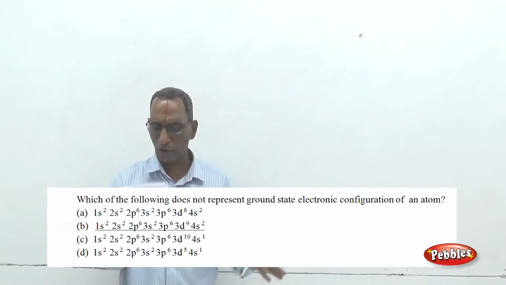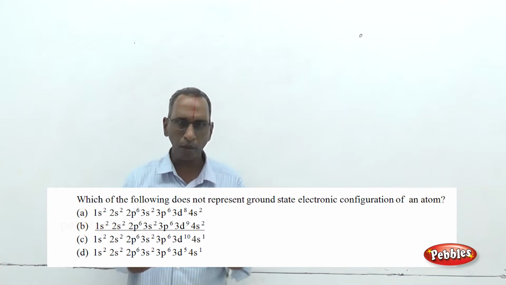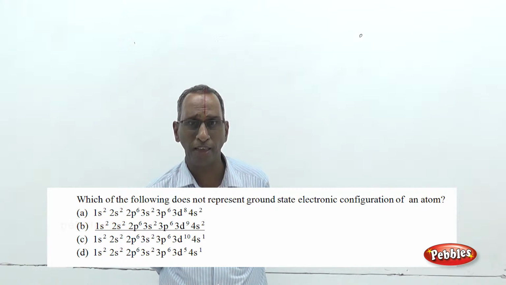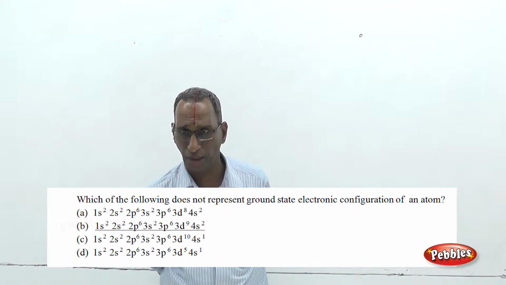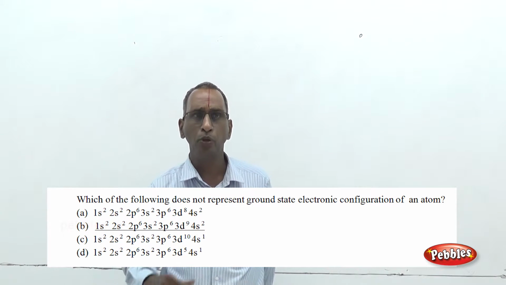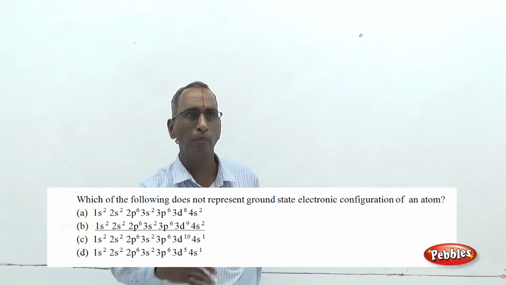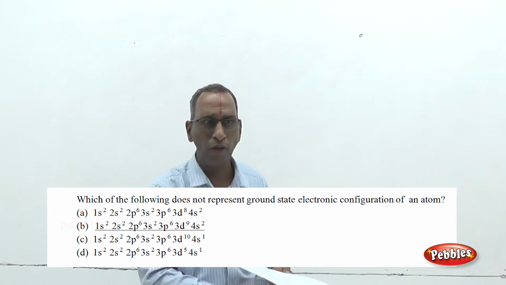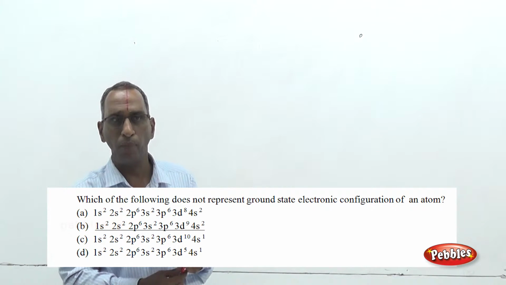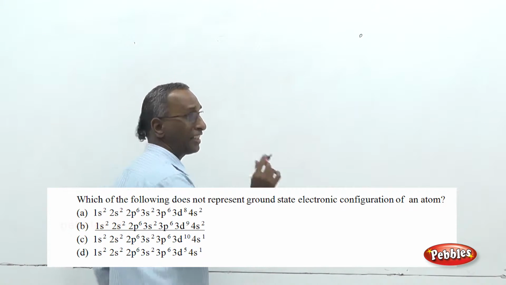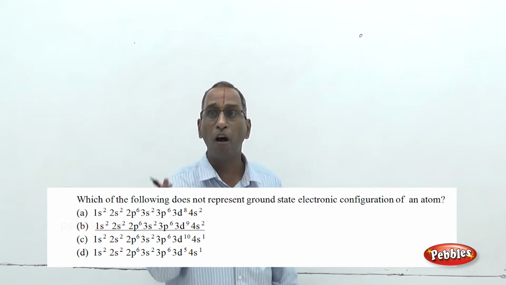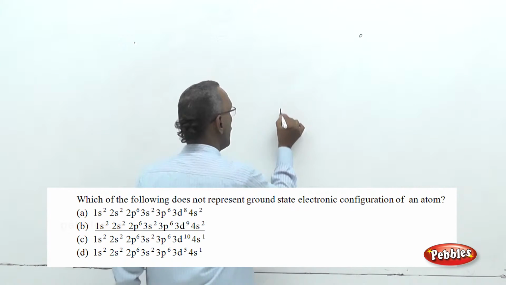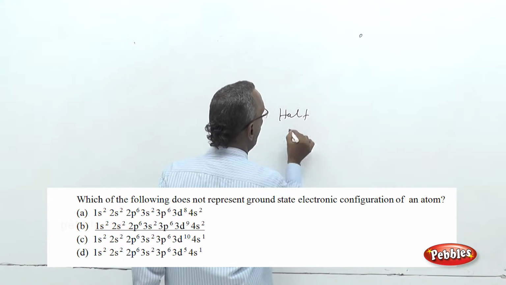Next one is electronic configuration. There are 2 types: ground state configuration and excited state configuration. Excited state means that due to higher energy content, the electrons move to other shells of higher energy. A system will be stable if it has a half-filled or completely filled configuration, which we have studied.